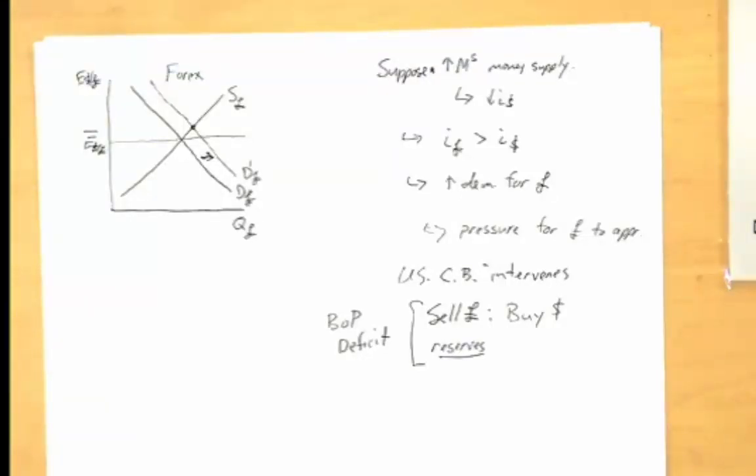So whenever a country sells off its foreign reserves, it's running a balance of payments deficit. Anytime it buys up its foreign reserves, it's running a balance of payments surplus. Keep that in mind. Question? So you said the United States buys up these reserves and holds them in like treasuries for the other country.